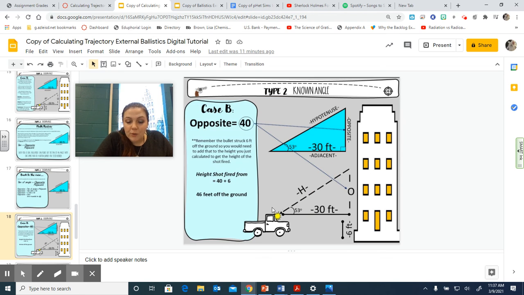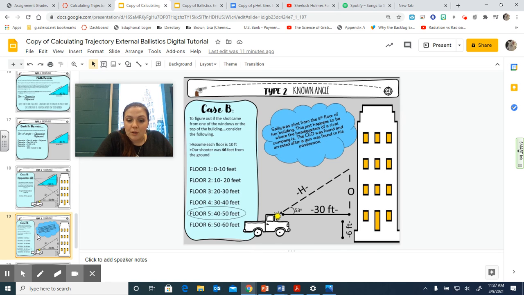But remember, they were hit 6 feet off the ground in their truck. So really 6 feet up, plus the 40, so 46 feet off the ground. When I'm looking at what floor they're on, 40 to 50 is the range, and our answer is 46, which is in between that. So they were on the 5th floor again. Sally was shot from the 5th floor of the building. This so happens to be where the headquarters of the rival company is. The CEO was found and arrested after the gun was found in his possession.